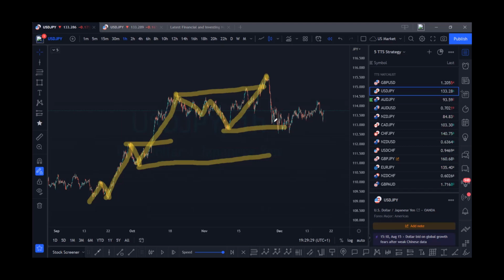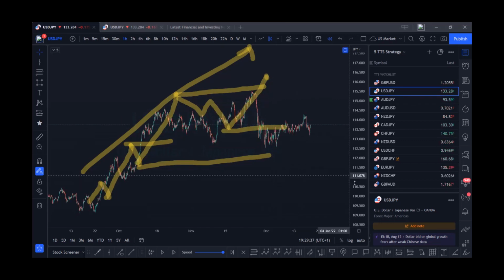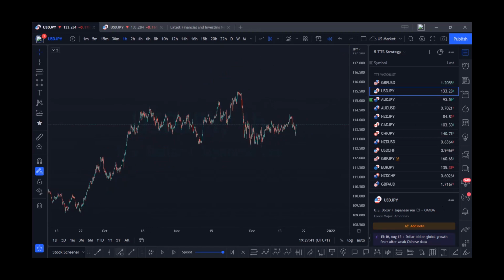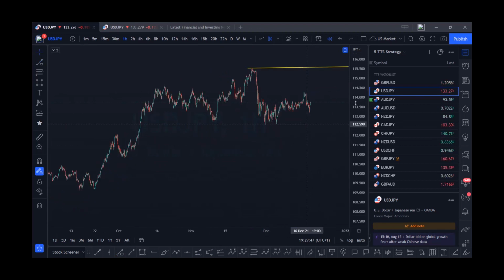This is a sign of weakness of this bullish trend. That's what we're saying. So that means a bigger correction has now started. All right. A bigger correction has now started. And until the price breaks above here, we are in a bearish correction.